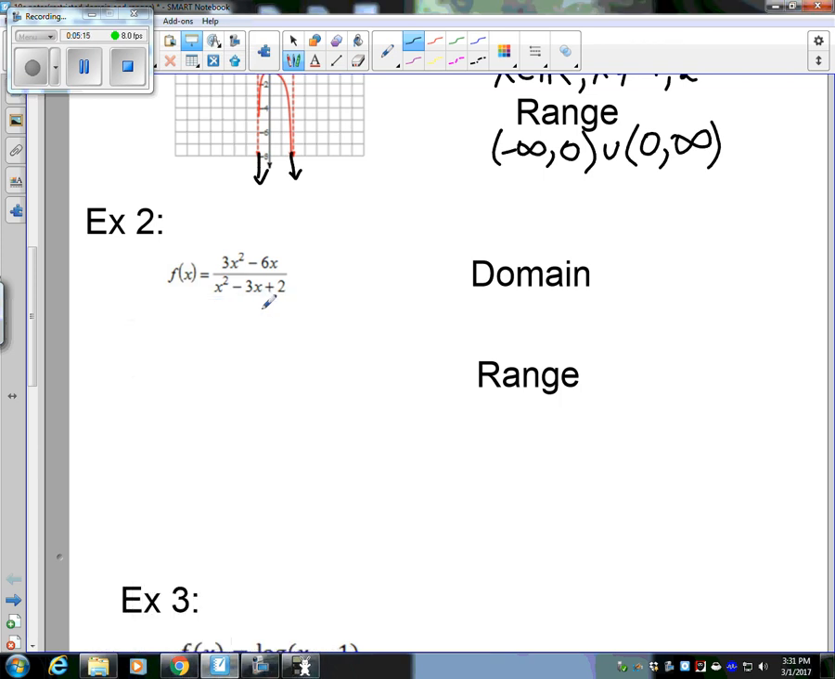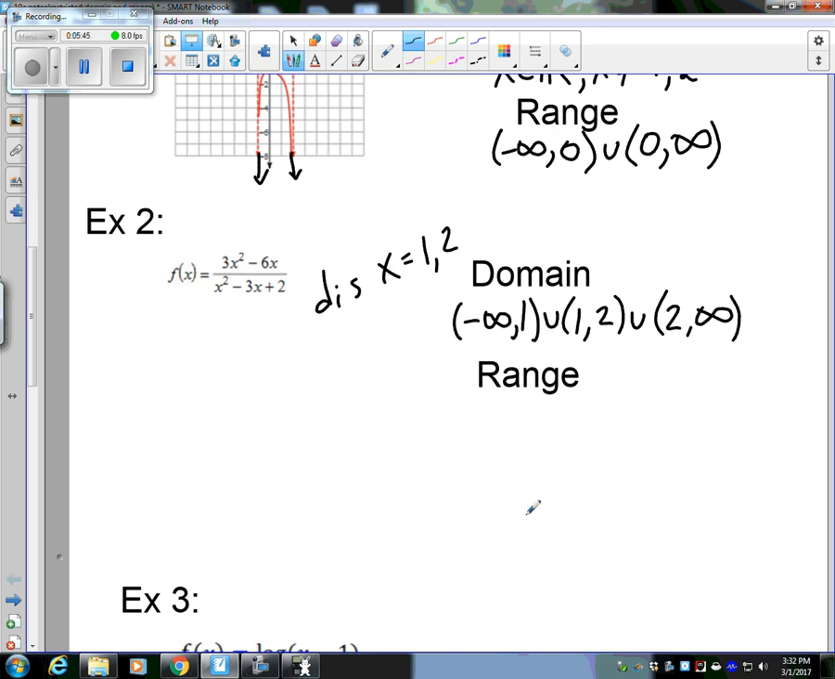So at 1 and 2, those are your discontinuities. That's where your graph is discontinued, at x equals 1 and 2. So on the domain, that's where x is discontinued. The domain is going to go from negative infinity to 1, union 1 to 2, union 2 to infinity.